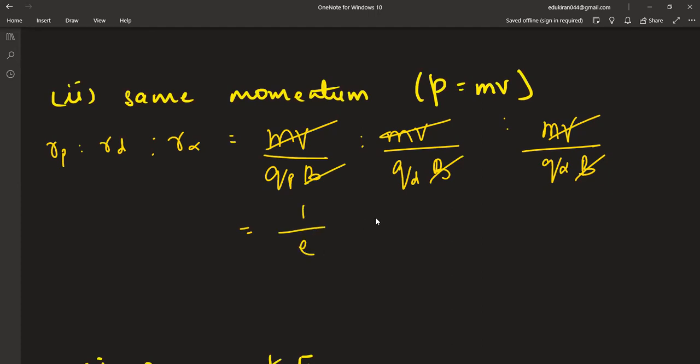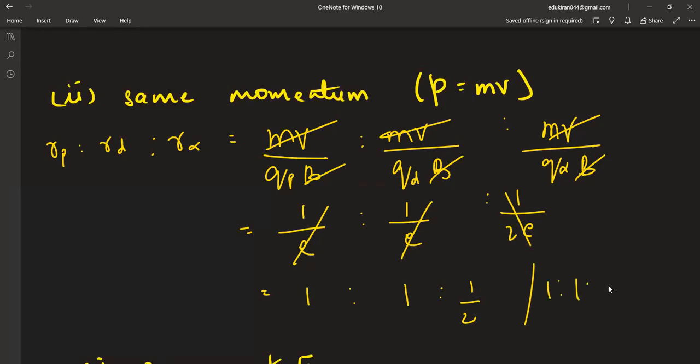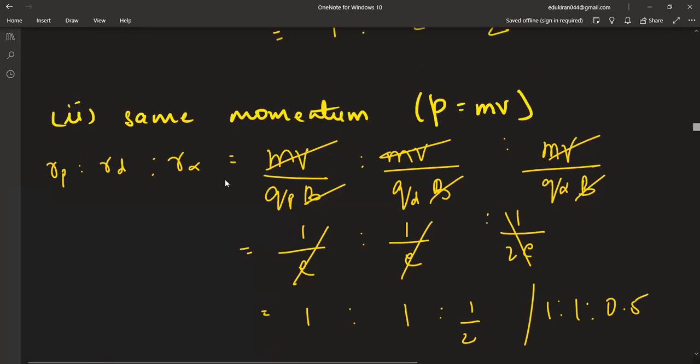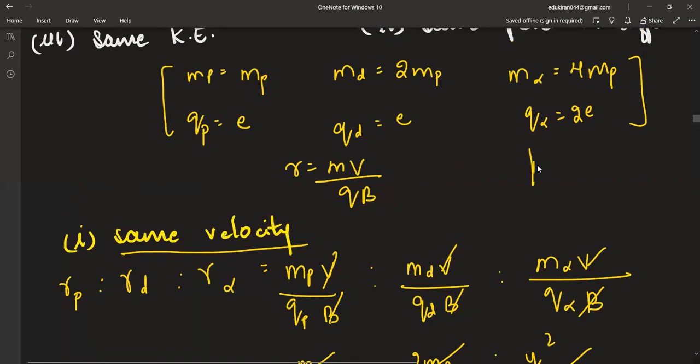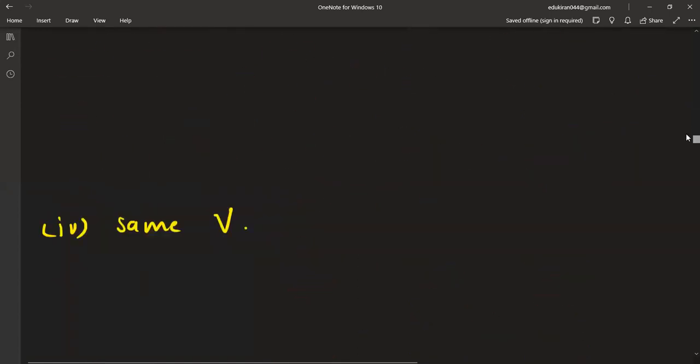Now, what is this value? 1 by e, this is also 1 by e, this is 1 by 2e. So the answer is 1 by e, 1 by e, 1 by 2e, so 1 : 1 : 0.5. This is the answer. Clear? This is how you have to solve. Whichever quantity is the same, you have to bring your answer in terms of that. Like momentum wasn't there, so I derived mv as momentum and used it.